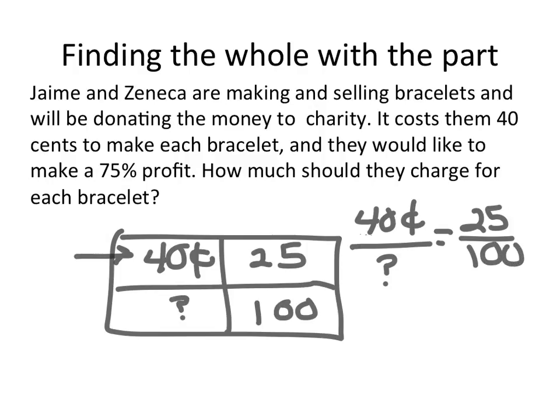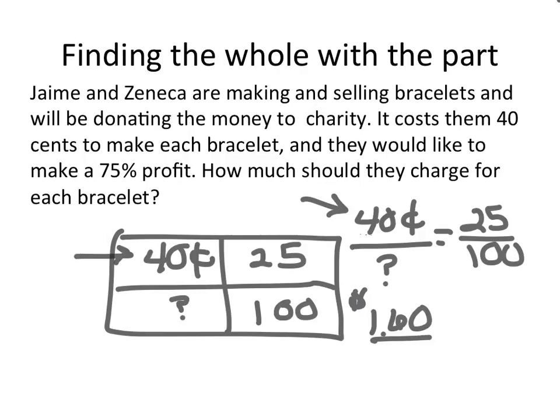25% out of 100 is 1/4. So that means that the 40 cents that they charge would be 1/4 of what they would need to charge to be able to earn that 75%. So they can think about 1/4 is 40 cents. That means 4/4 would be 160 cents or $1.60.